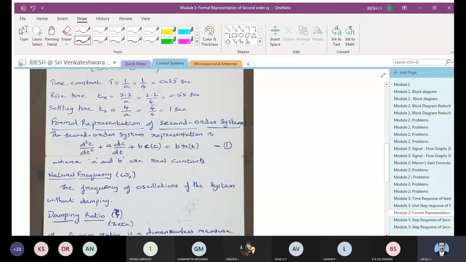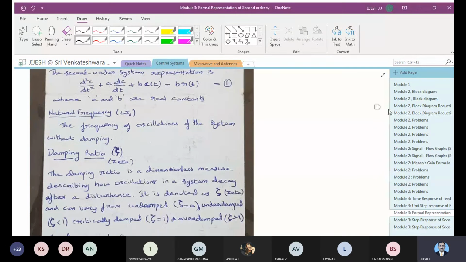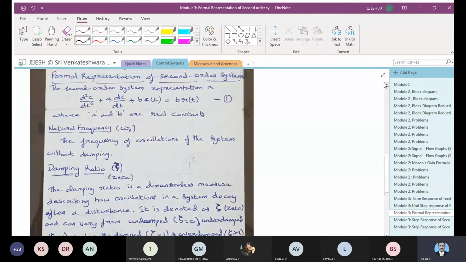Now we are going to see the second order system. In the second order system, we have seen the general representation, or the formal representation, of a second order system, and it is given by this equation. So a and b are real constants. Now let us see some of the terminologies or terms which are required for us further.